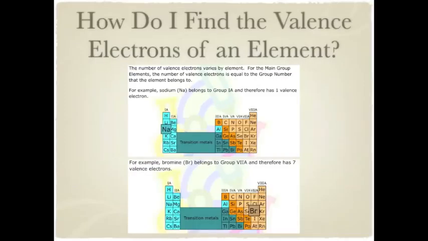How do I find the valence electrons of an element? The number of valence electrons varies by element. For the main group elements, the number of valence electrons is equal to the group number that the element belongs to. For example, sodium belongs to group 1A and therefore has 1 valence electron. For example, bromine belongs to group 7A and therefore has 7 valence electrons.